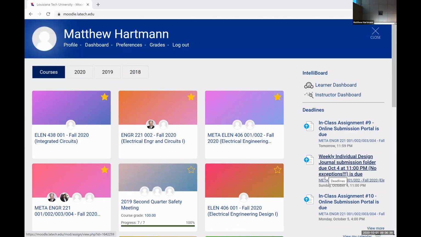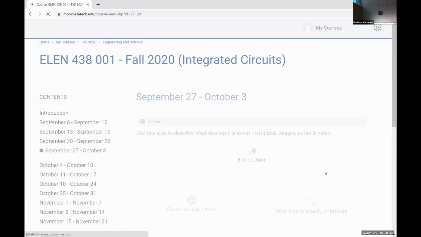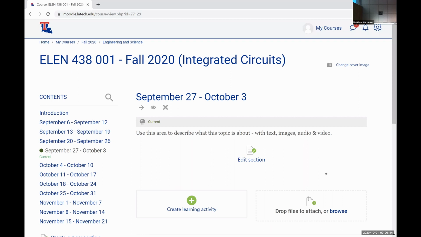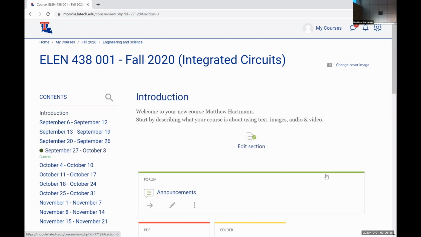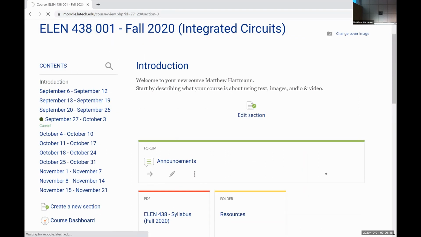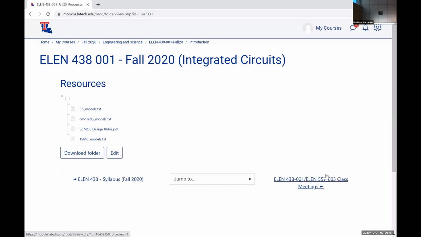All right, so here we have this, and then here, resources, and then SCMOS design rules. I happened to write down a page number, page 31. Layout rules for poly 2 for capacitors.